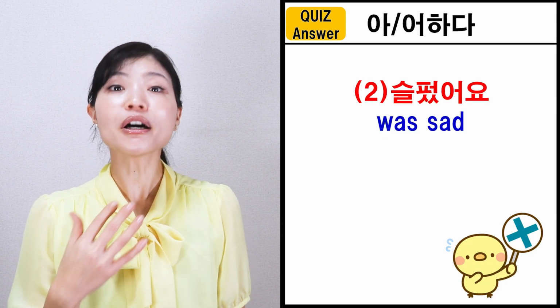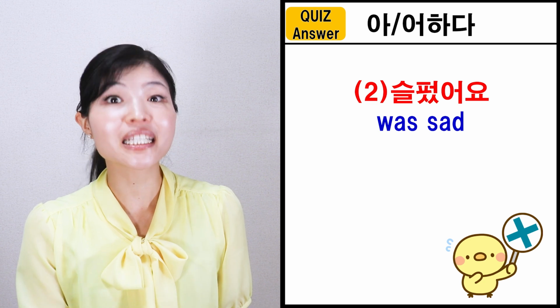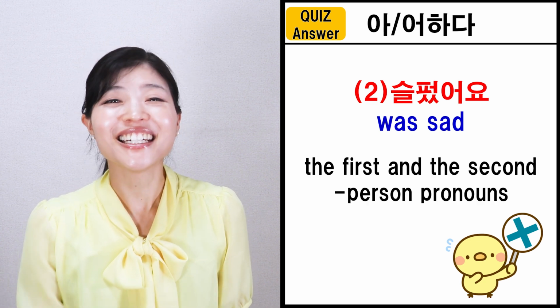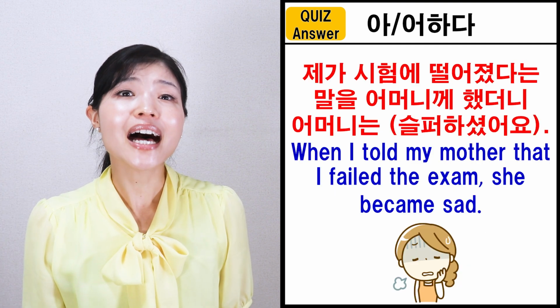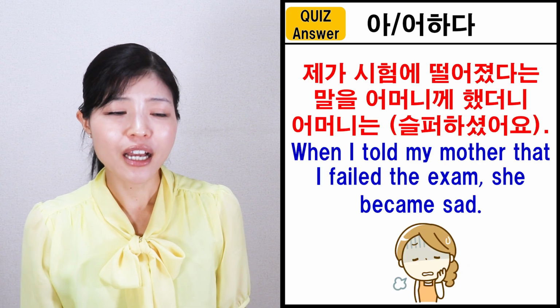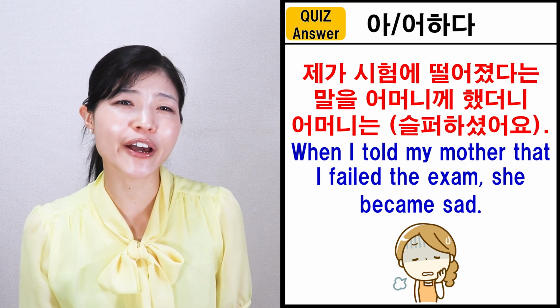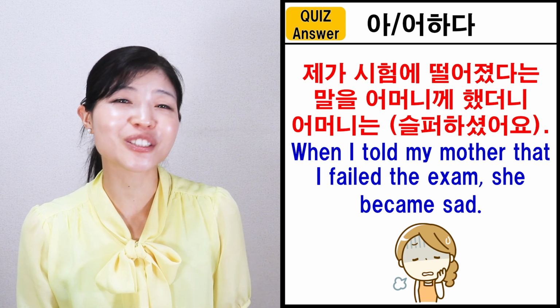Number 2, 슬펐어요, is close but wrong. Like the previous quiz, you can use this for the first and the second person pronouns. Do you get it? Then let's read it together. 제가 시험에 떨어졌다는 말을 어머니께 했더니 어머니는 슬퍼하셨어요. Please read this sentence as if you were a Korean student.